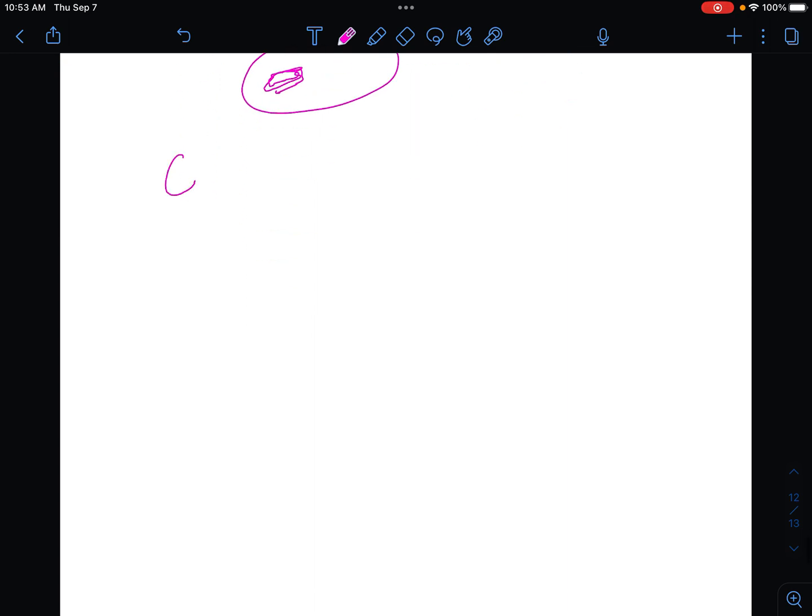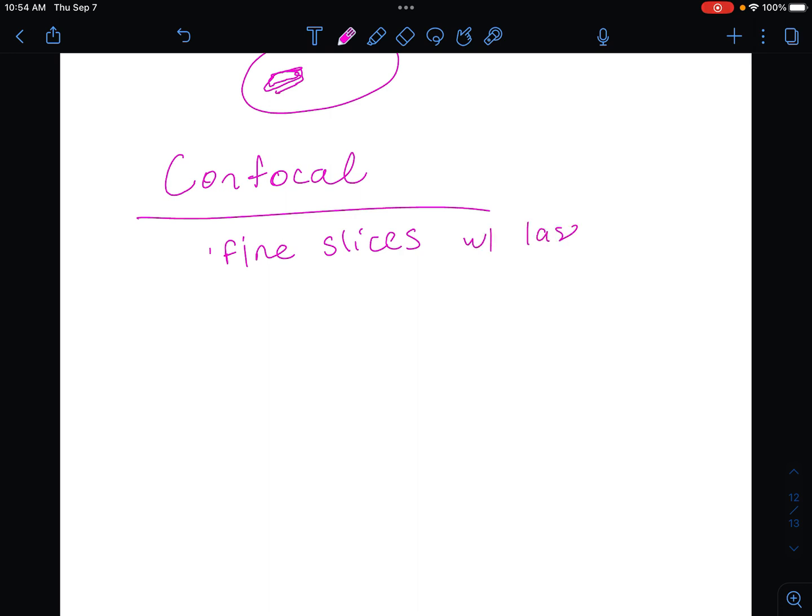We also have confocal, where there's fine slices using a laser beam, and this scans across the organism. It's like a CAT scan, so basically it's a CAT scan for microorganisms.